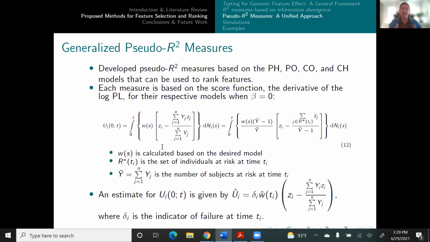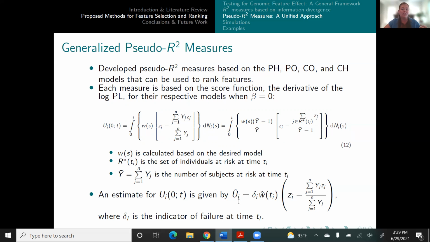Our next proposed method is a generalized pseudo R-squared measure, and it's a really unified approach. So we develop an R-squared measure based on the PH, PO, CO, and CH models that can be used to rank features. Each of them is based on the score function, so the derivative of the log partial likelihood for their respective models when beta equals 0. And you can see that general form here. The W is going to be calculated based on the desired model. R is the set of individuals at risk at time T_i, and Y bar is the number of subjects at risk at time T_i.